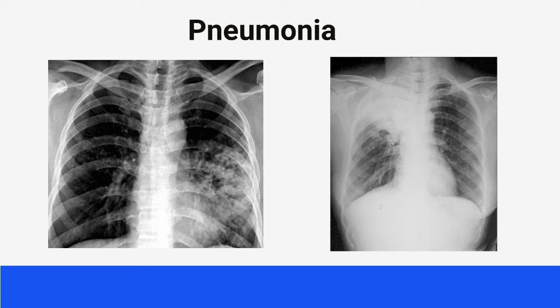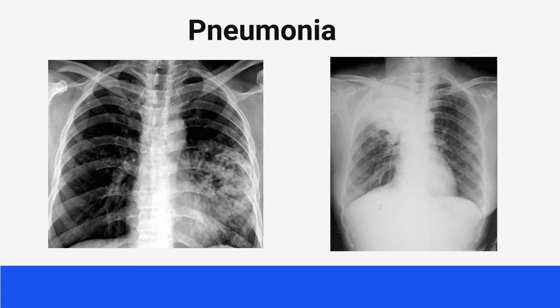The next X-ray is showing a white consolidation or a white patch in the upper part of the right lobe. This white irregular patch is a marked feature of pneumonia. This is caused by lung inflammation, and usually it is irregular in margins.